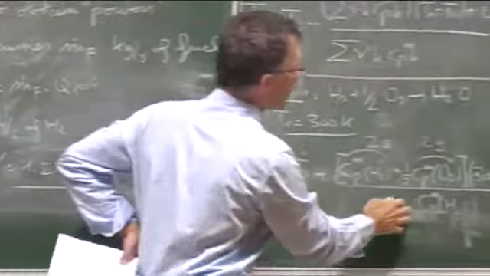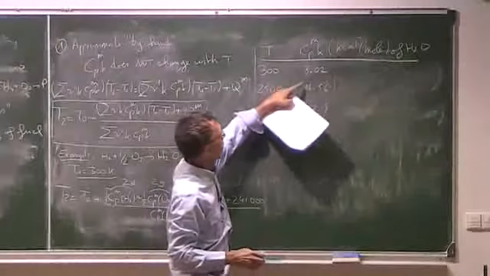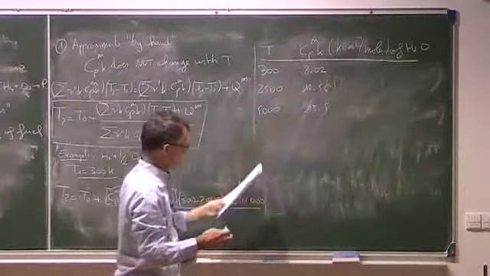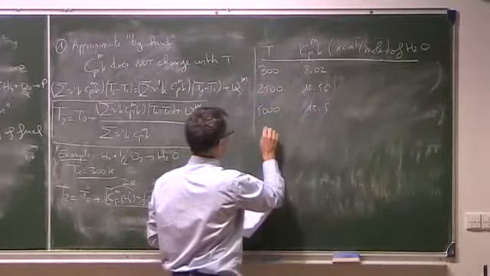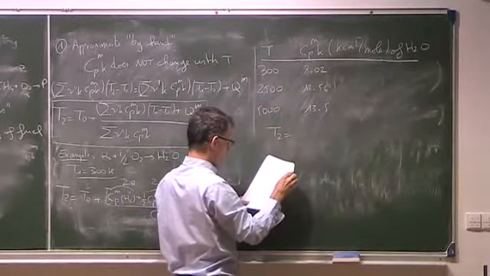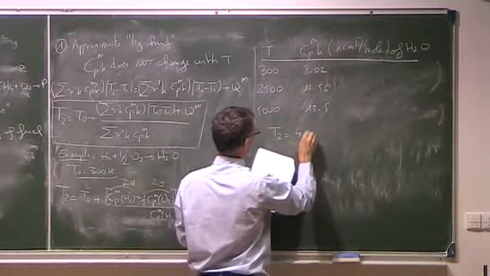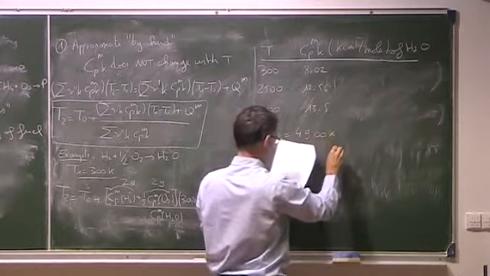But here, now we have to make a choice. Which one do you take? This one, or this one? Well, you can do it at home if you want. I've done it for you here. We find T2 equal 4900 K.